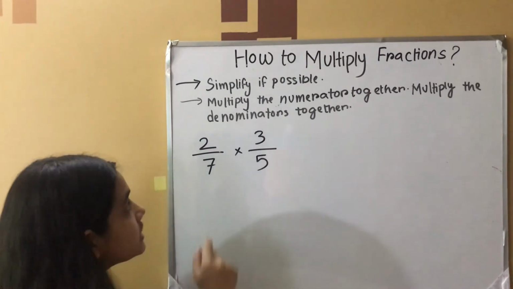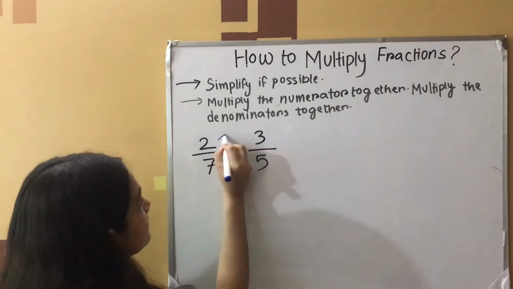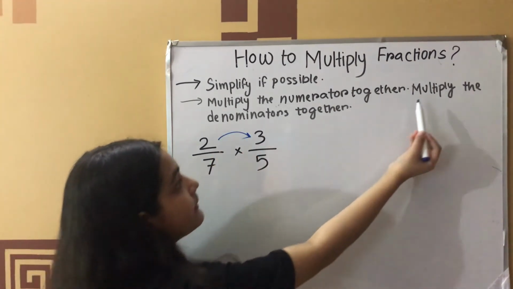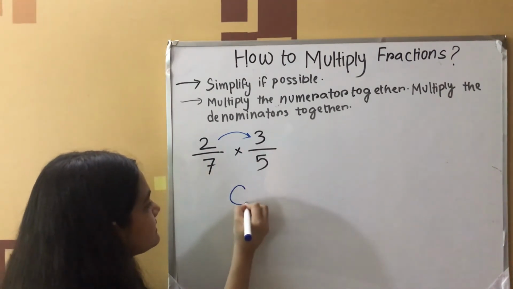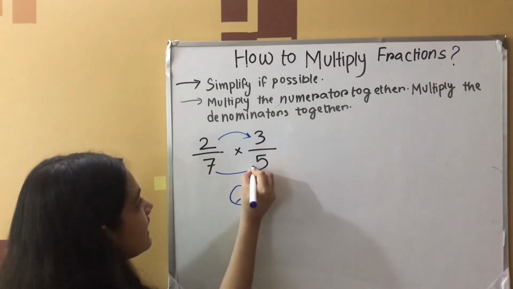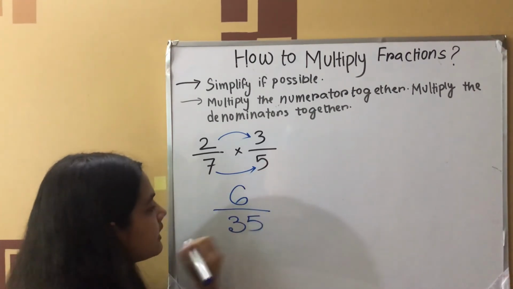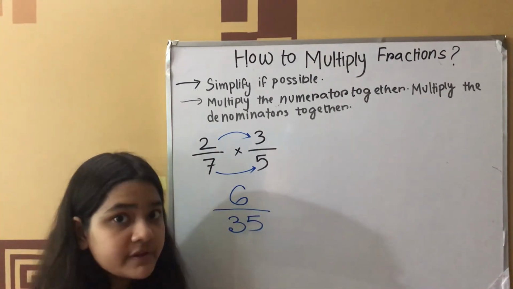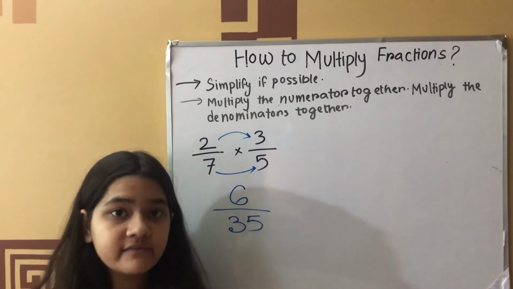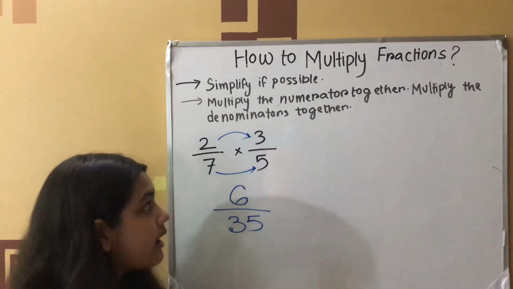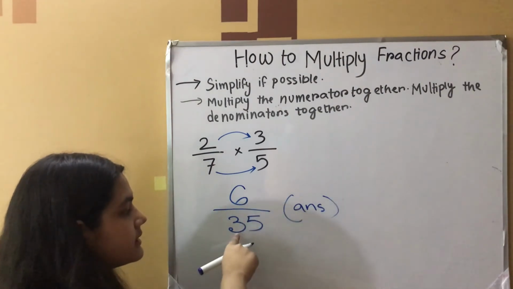Now we can just multiply the numerators together, and then multiply the denominators together. So 2 3s is 6, and 7 multiplied with 5, we get 35. Now, can this number be simplified? 6 by 35. No, they also don't have any common factor. So, our answer will be 6 by 35.